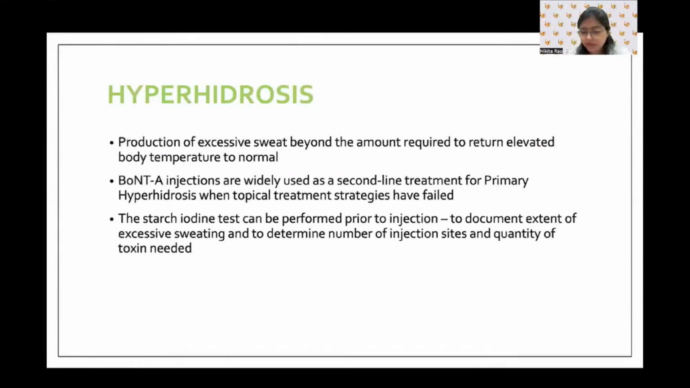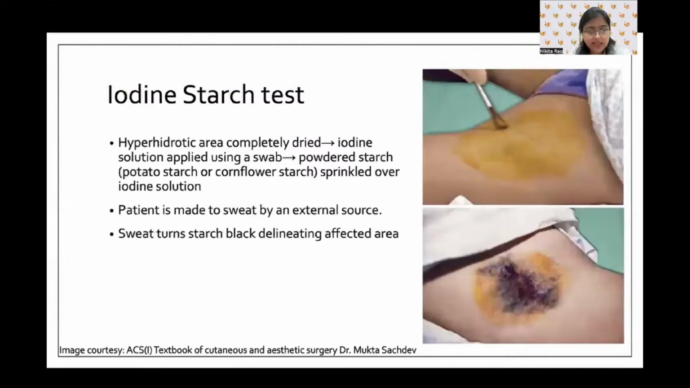Hyperhidrosis is the next topic, which is a production of excessive sweat beyond the amount required to return the elevated body temperature to normal. Botulinum toxins are widely used as the second-line treatment where topical treatment strategies have failed. Before injection, the starch iodine test can be performed to document the extent of excessive sweating and to determine the number of injection sites and the quantity of toxin needed. For the iodine starch test, the hyperhidrotic area is first completely dried and iodine solution is applied using a swab.